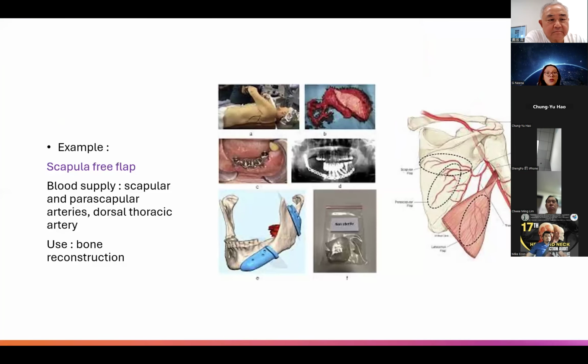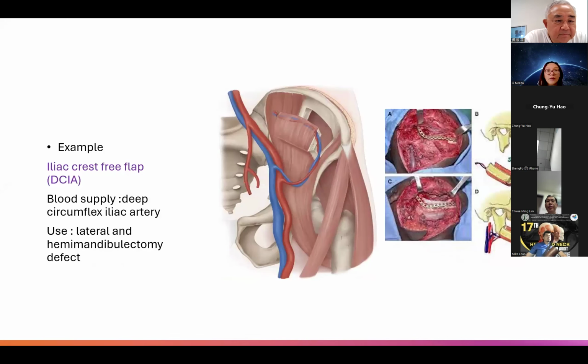And then scapula free flap. Compared to the fibula flap, scapula is a little bit complicated in the sense that you need to change the position of the patient, so you cannot do it simultaneously. So usually when you're doing scapula free flap, it's going to take longer time compared to other bone reconstruction. And then we have DCIA, where you have iliac crest free flap.